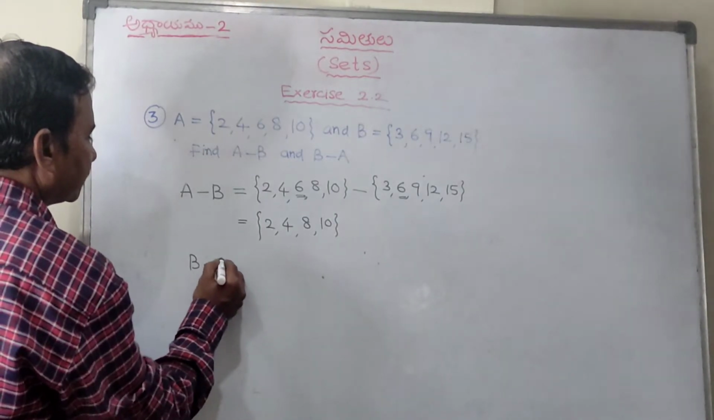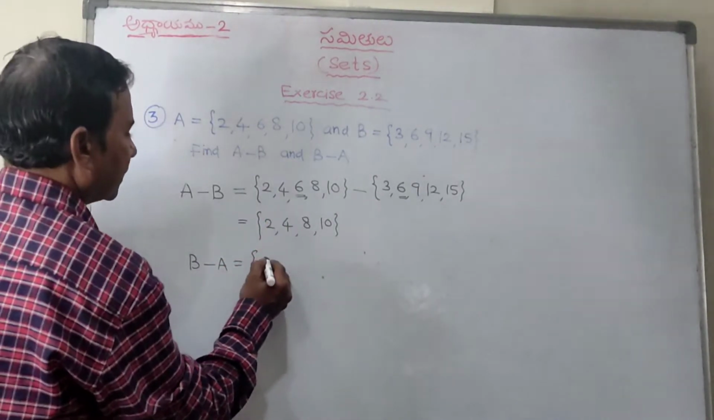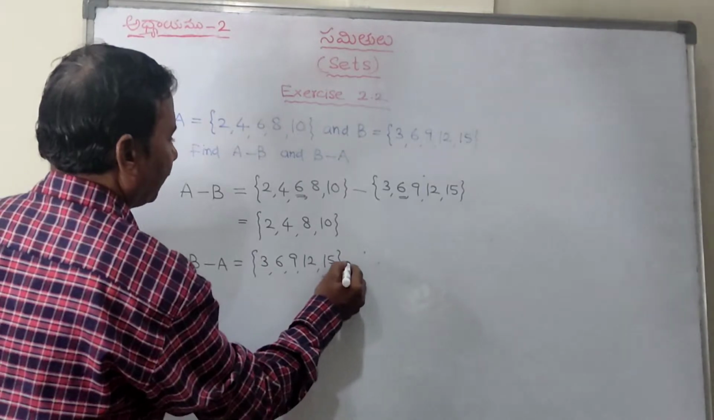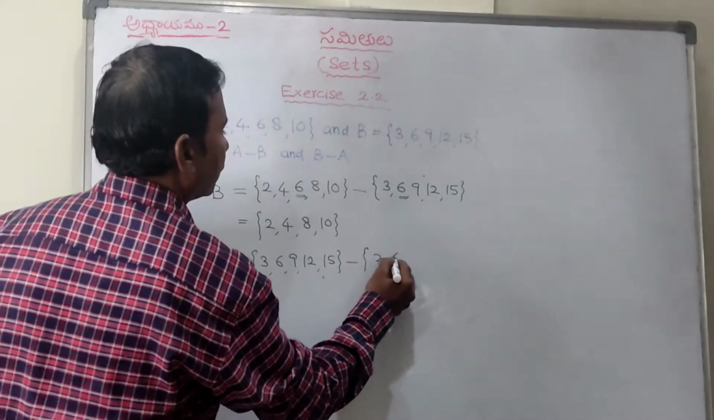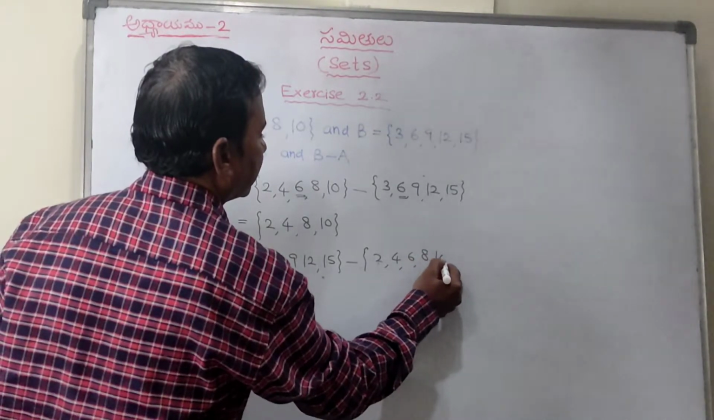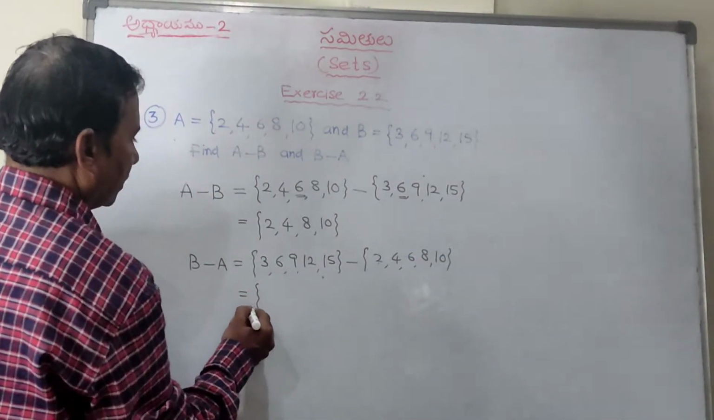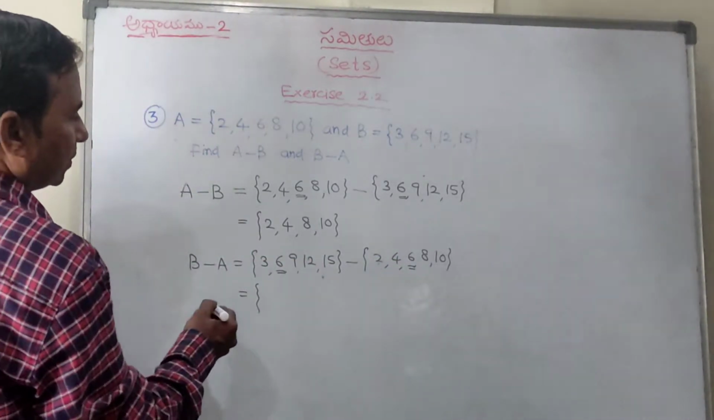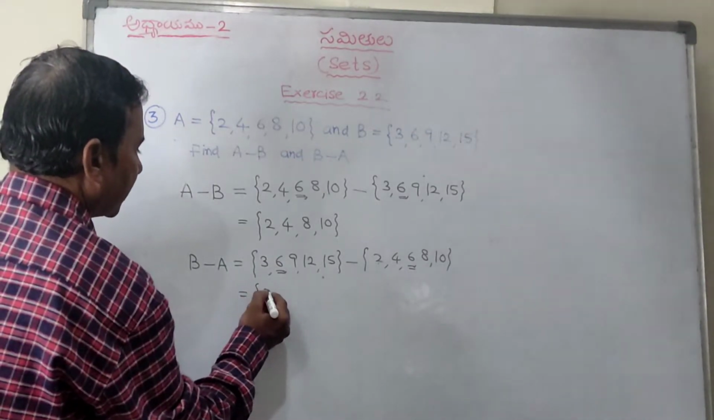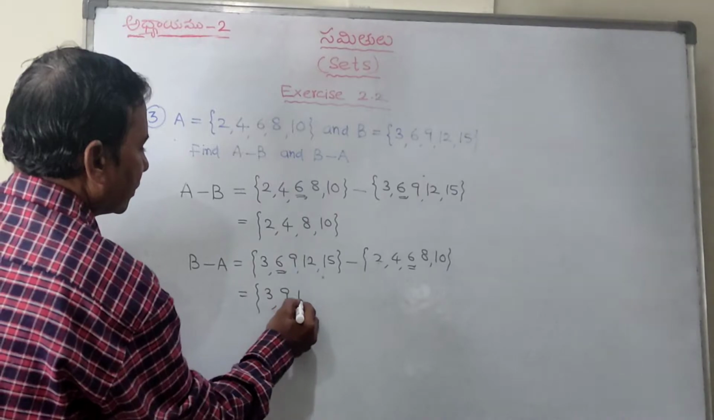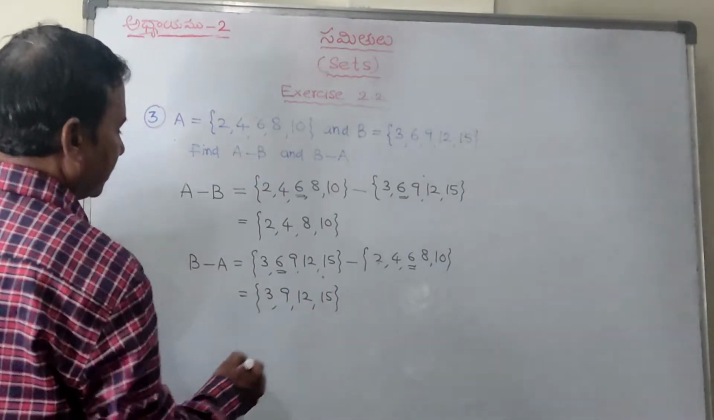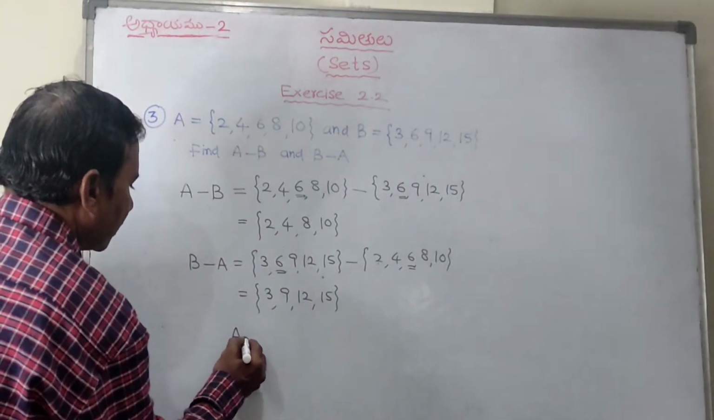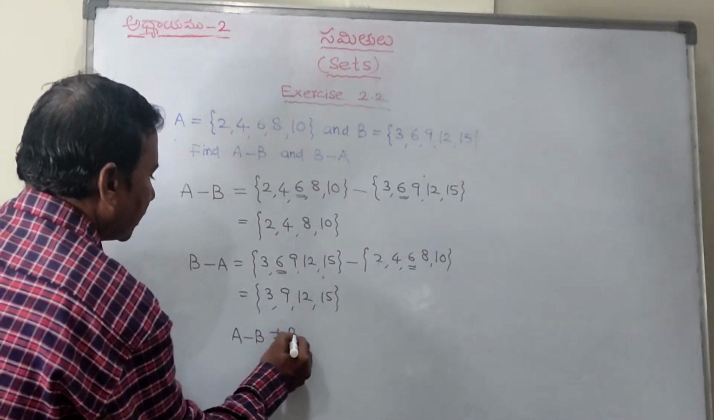And B minus A, set B we should write first: 3, 6, 9, 12, 15 minus 2, 4, 6, 8, 10. What are the common elements here? 6. 6 will be struck off from both of the two sets, and from the first set the elements we should write are 3, 9, 12, 15. So if you observe, are we getting both the answers the same? No. So A minus B is not equal to B minus A.